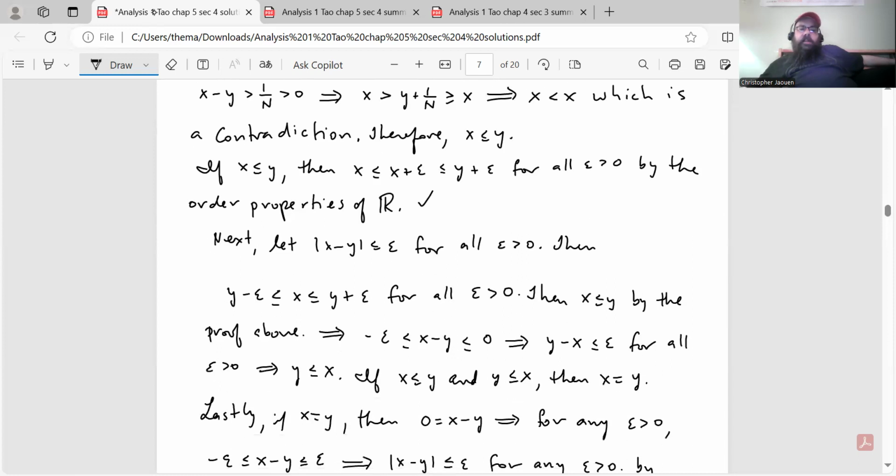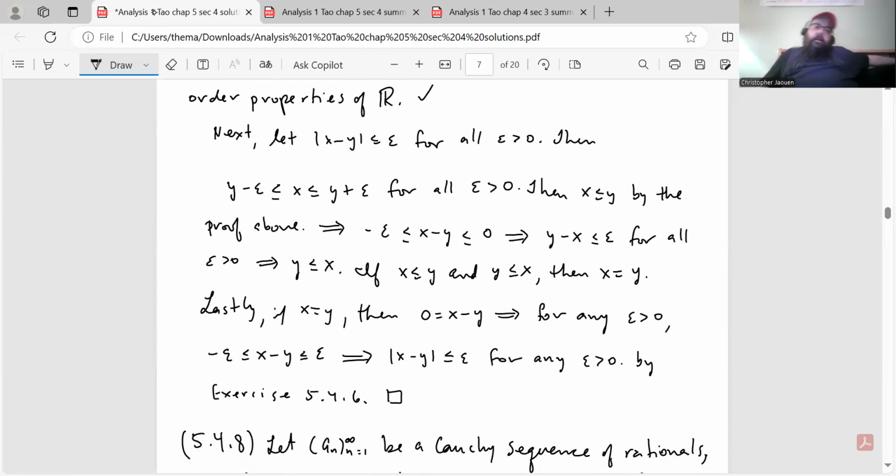Okay, and now we show the second part of the statement. Let absolute value x minus y less than or equal to epsilon for all epsilon greater than 0. Then y minus epsilon less than or equal to x less than or equal to y plus epsilon for all epsilon greater than 0. Then x less than or equal to y by the proof above. Also, negative epsilon less than or equal to x minus y less than or equal to epsilon implies that y minus x less than or equal to epsilon for all epsilon greater than 0, which implies that y is less than or equal to x. And if x is less than or equal to y and y is less than or equal to x, then that means that x has to equal y.